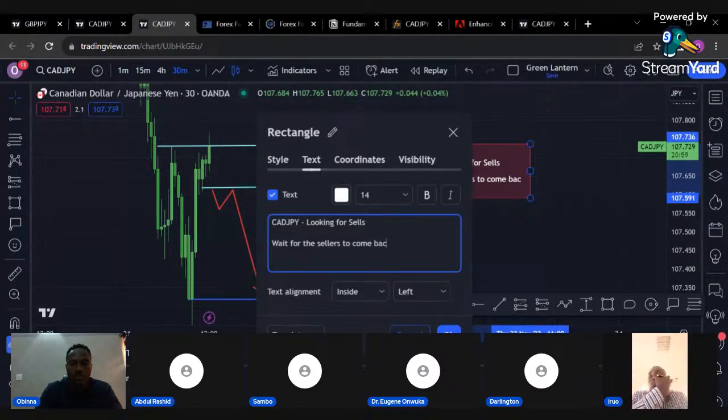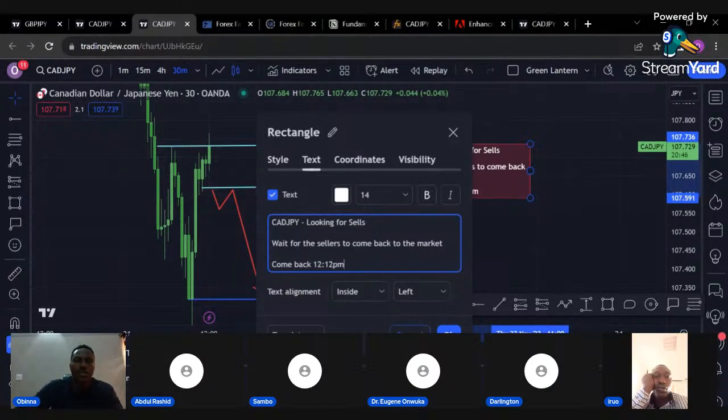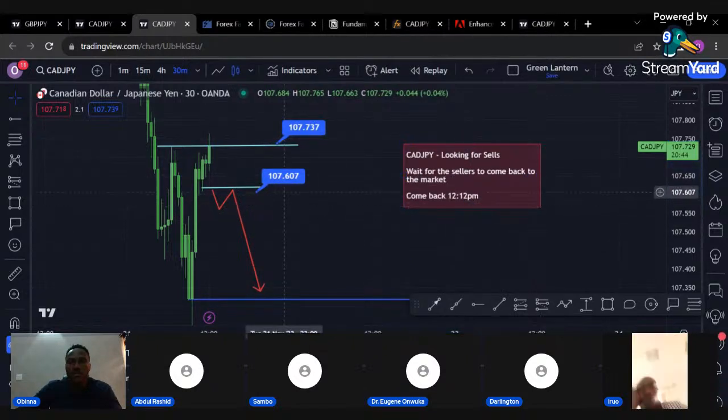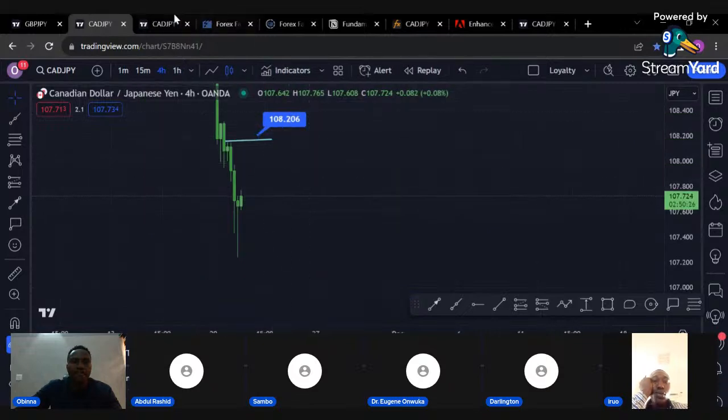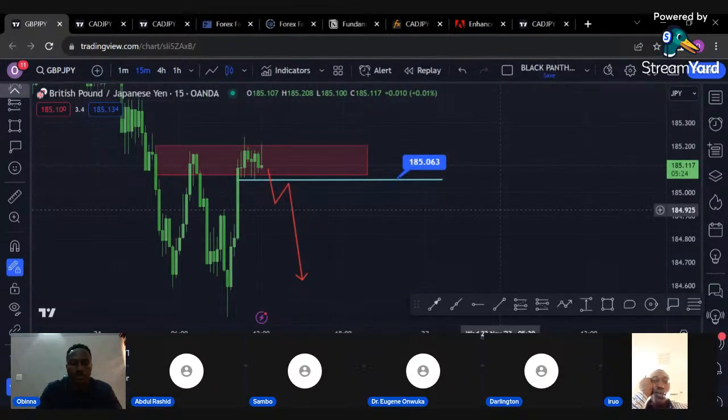Okay. So I'll come back and check CADJPY. What I'm seeing here at the moment is that the buying strength is coming into the market. So I want to come back around 12:13 to be clear on that. So let me check GU.